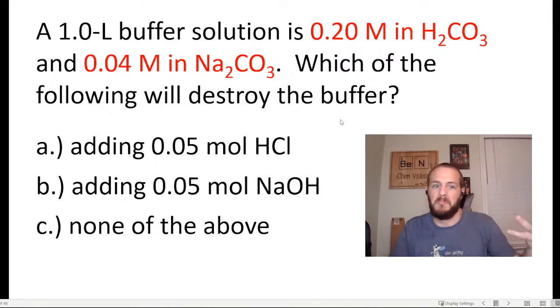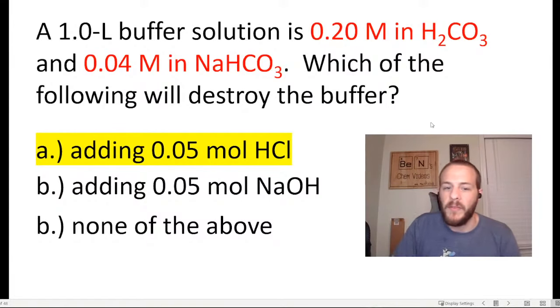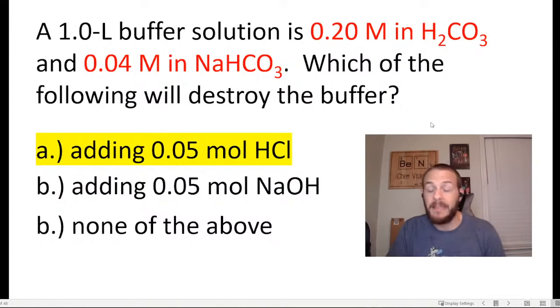So which of these do you think is the correct answer? That's a trick question because I've already showed you the correct answer. The correct answer is A, adding 0.05 moles of hydrochloric acid. And the reason why adding 0.05 moles of hydrochloric acid will destroy this buffer is because the buffer only has 0.04 moles of the base in it, right?